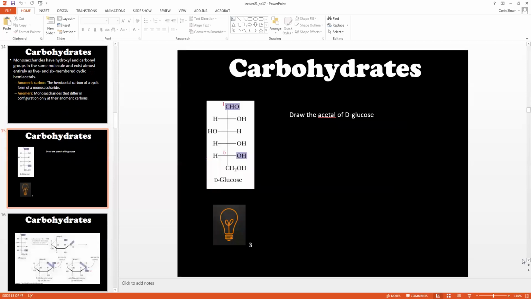So if you think about drawing the acetal of D-glucose, you're going to take the mechanism that you know for drawing a hemiacetal and then acetals and apply that here. So let's modify this. It's useful to do this. See if you can draw both. Start with the hemiacetal and then see if you can figure out what it would take to draw the acetal. And again, press pause if you need.